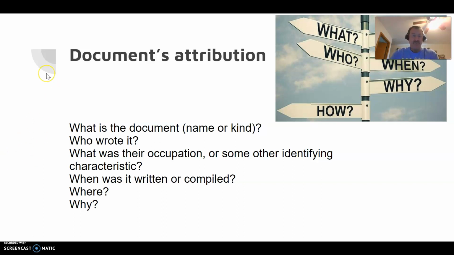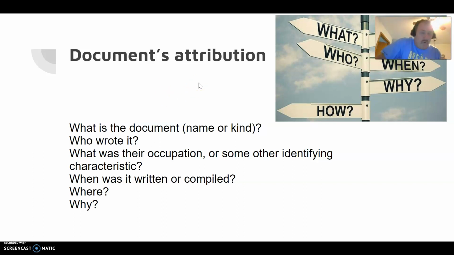These are some different things about the attribution. Not all of them are in the source. Some of these things are questions you read into it. So who wrote it is typically going to be in the source. That'll be, for example, Louis XVI. What is the document? A speech given to his advisors. So you got the first two, and then it gives you the date. Well, they're not going to give you in the attribution what his occupation was, or what some identifying characteristics are. Where was it given? Why was it given? The where might be in there. The why probably not.